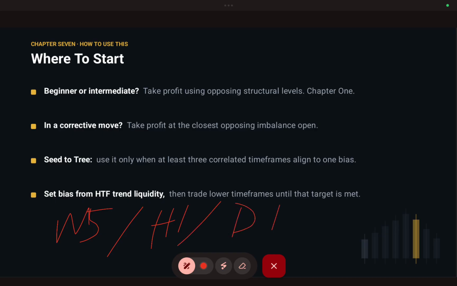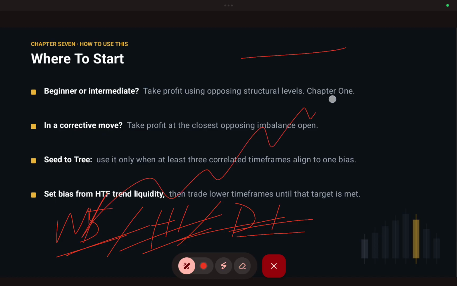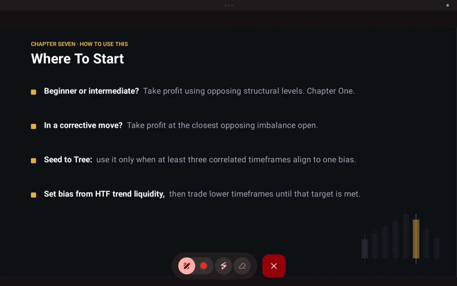So you see your valid zone on daily, and it's also reacting from a 1 hour zone, and then you also see it on 5 minutes. Everything aligns. 5 minutes, daily and hourly, everything aligns. In a case like this, that daily target will likely hold. So you can enter on the 5 minutes and run to that daily target. In a case like this, at least have three correlated time frames aligned to one bias. That way, that concept will hold and work in your favor.